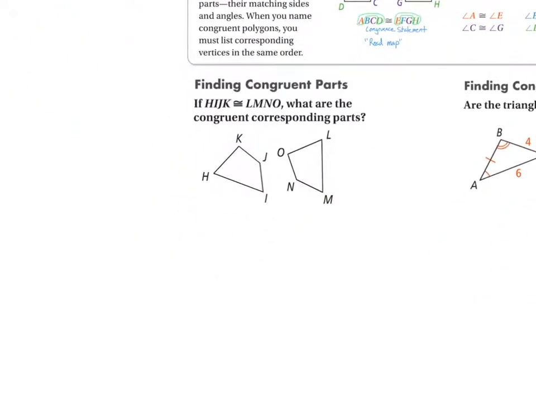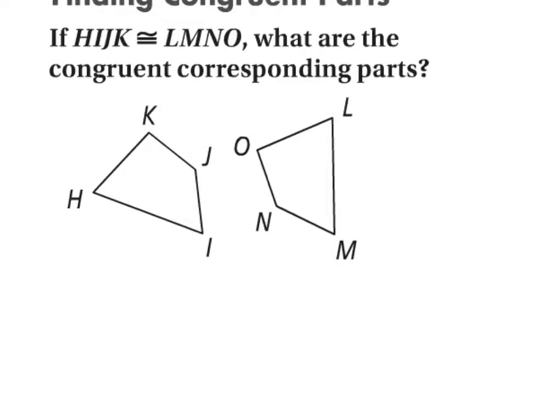So, let's take a look at our first example then. They give us that congruence statement. They give us that roadmap. They say HIJK is congruent to LMNO, and they give us the diagrams. Now look at these diagrams. To make these two things line up, I have to basically take the second one here, flip it over, and then rotate it a little bit, right? And that kind of lines them up there.